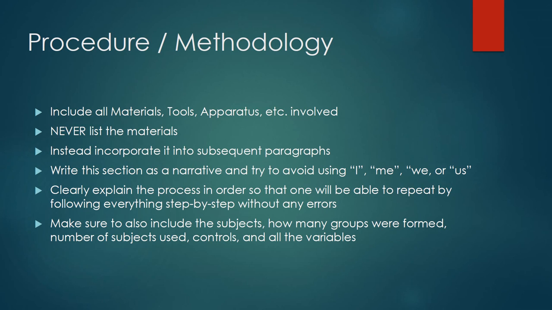So it should be more like a narrative, like take this, this was taken, this was extracted, this was placed here and there, not like we took this and I did this. That makes the whole paragraph really poor. It's a weak statement to use first and second person. And you should also make sure that you include the subjects, how many groups were formed, number of subjects, the controls, and all the variables.